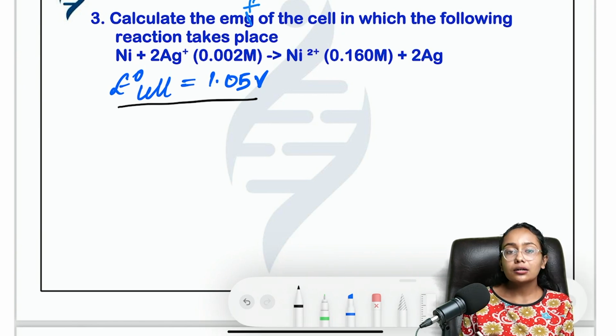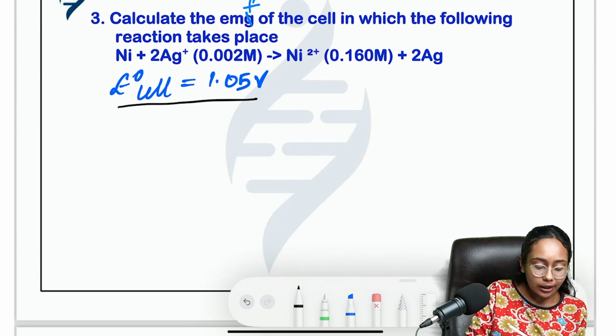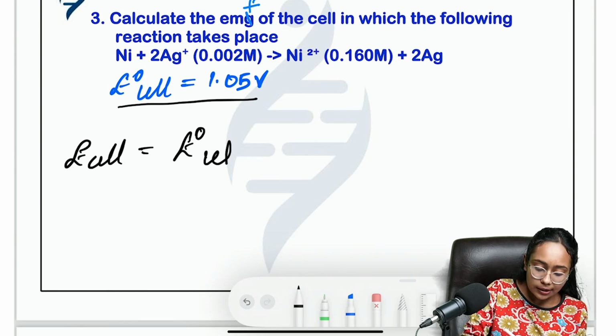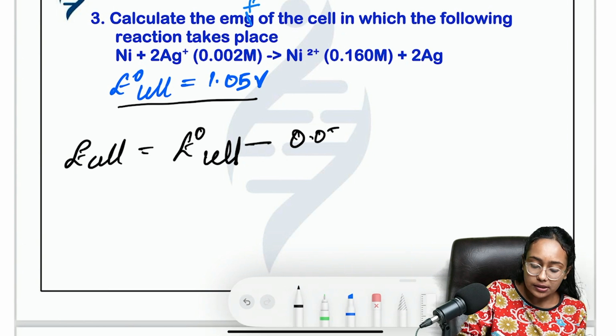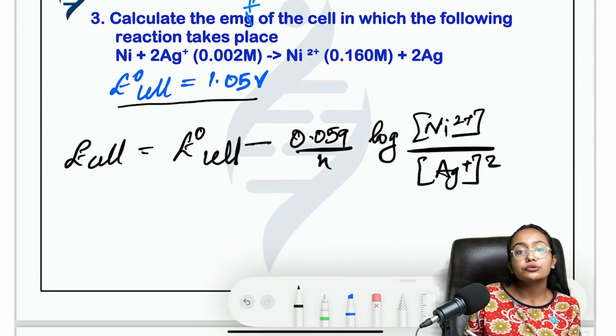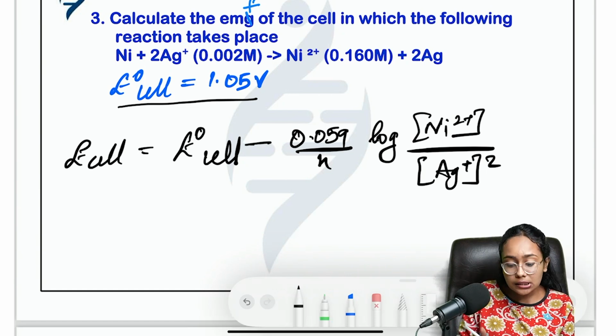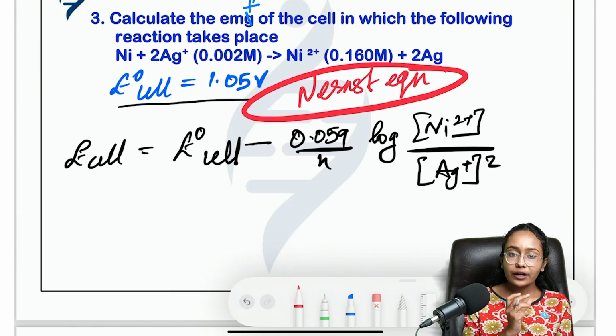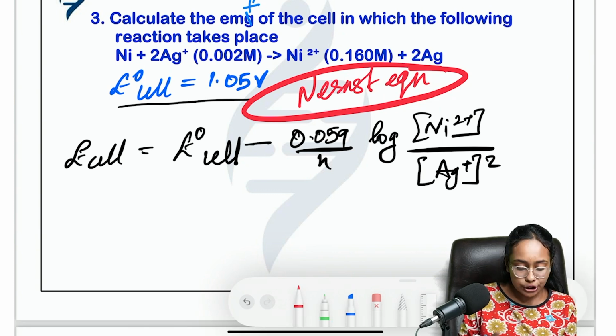Whenever the standard electrode potential or standard EMF is given to you, the EMF of the cell can be found out by using the equation E cell equal to E naught cell minus 0.059 by n log the concentration of Ni2+ divided by the concentration of Ag+ to the power of 2. This equation is known as the Nernst equation. Using this equation, you can find out the cell potential if the standard cell potential is given to you.